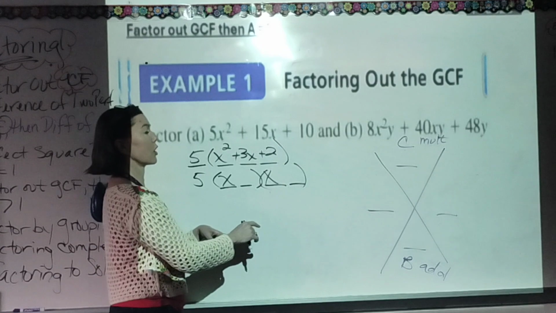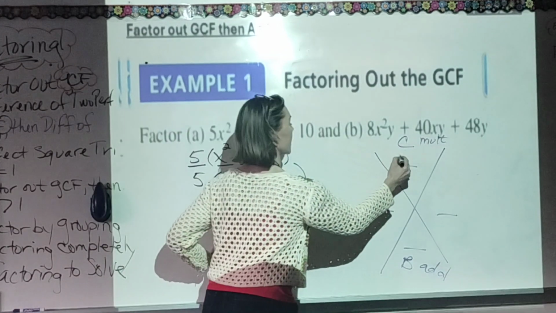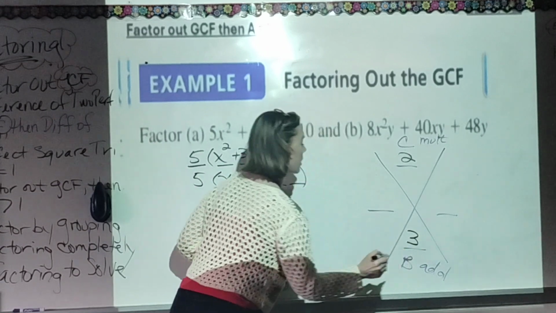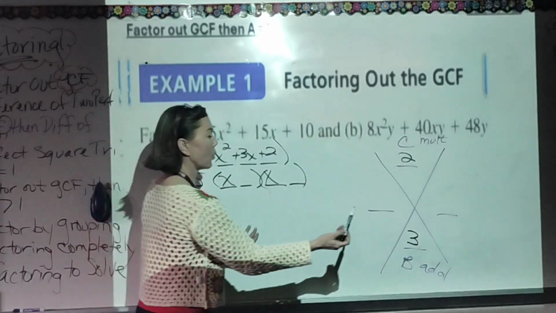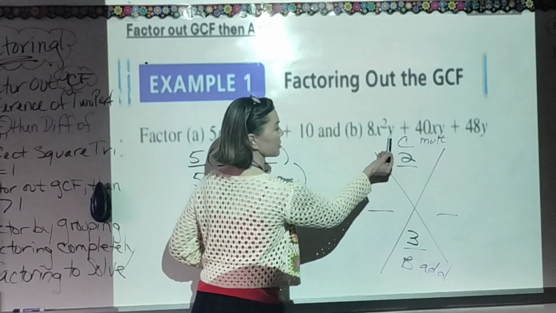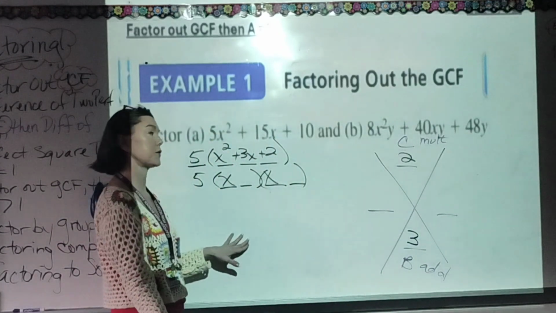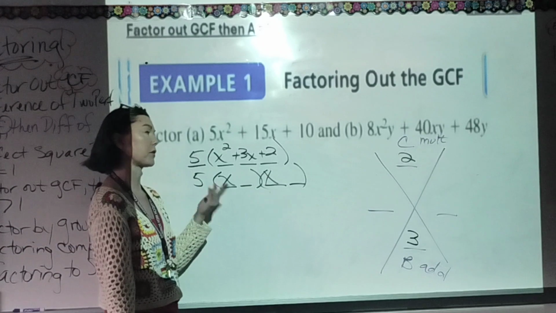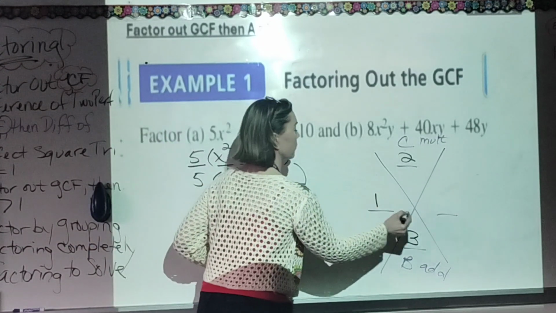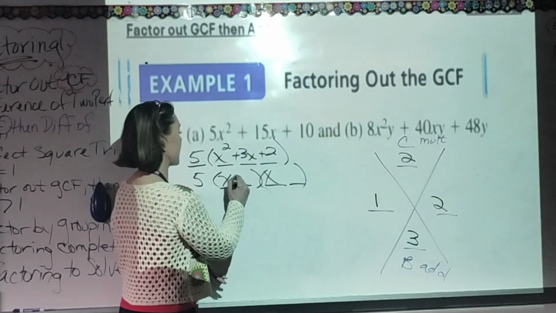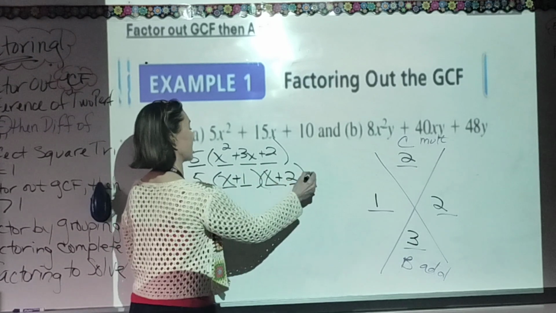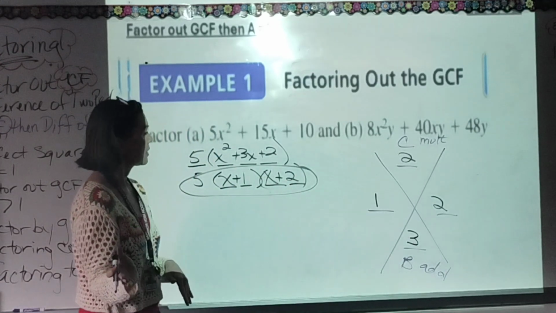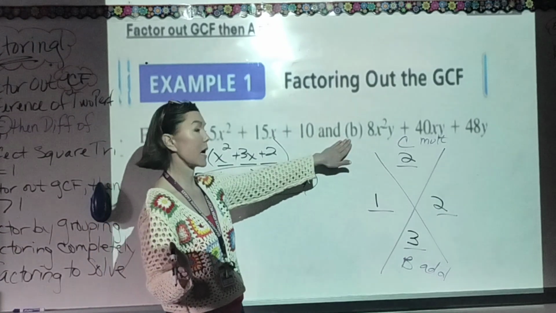So our C term, which is 2, goes here. Our B term, which is 3, goes here, and we have to ask ourselves, what 2 numbers, when multiplied together, give you a positive 2, but when you add them together, give you a positive 3. Positive 1 and positive 2, and that can go here and here. And we're done. Okay? So now go ahead and write down example 2.